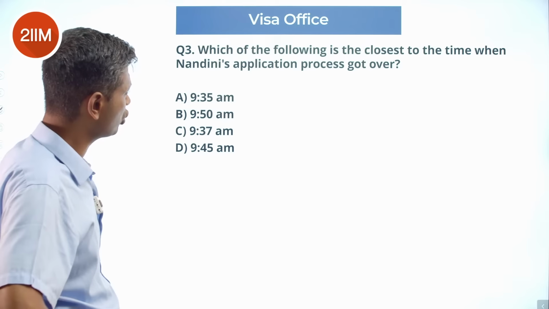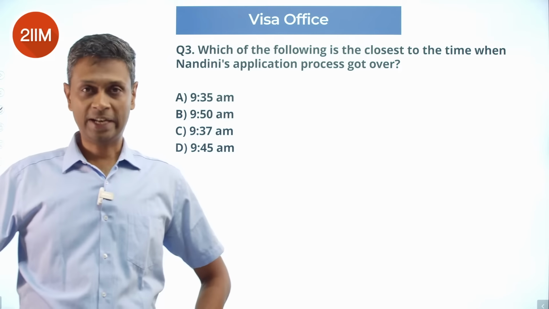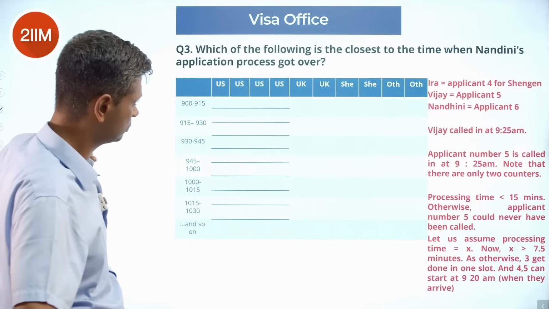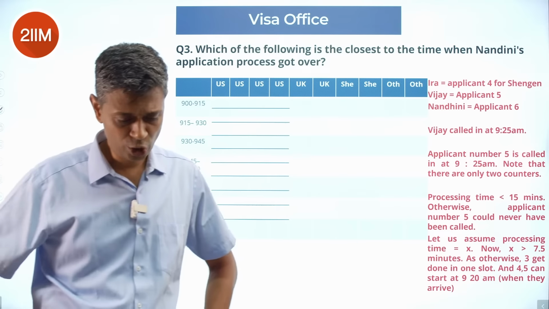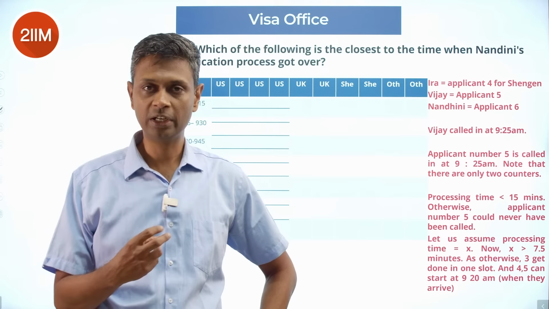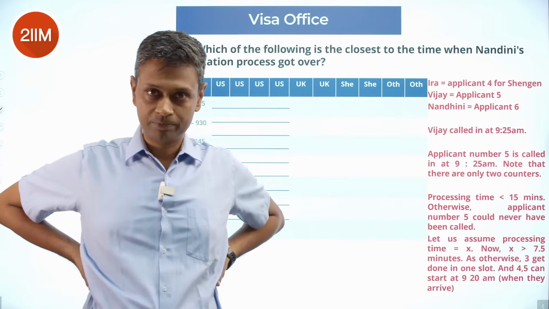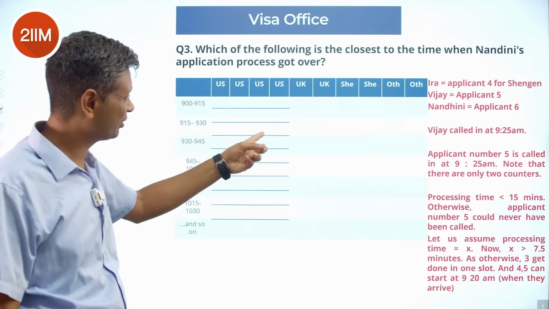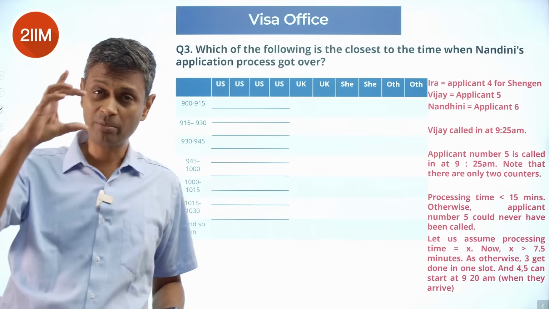Which of the following is the closest to the time when Nandini's application process got over? Oh, nice. Nandini is from the Schengen category and Vijay gets his shot at 9:25. Very interesting. So all of them come in at 9:20 and at 9:20, Vijay does not automatically get a slot. He gets only at 9:25. And so the three people who come to Schengen, I've drawn a line here to show where the US thing ends. We're going to do something similar to Schengen. US I have drawn because I know it's 10 minute chunks.